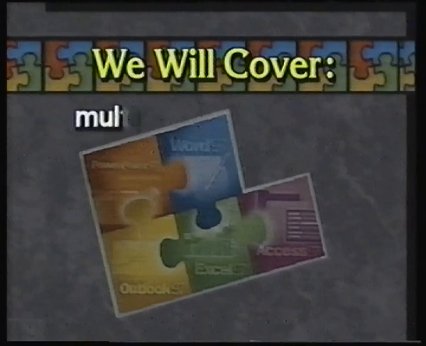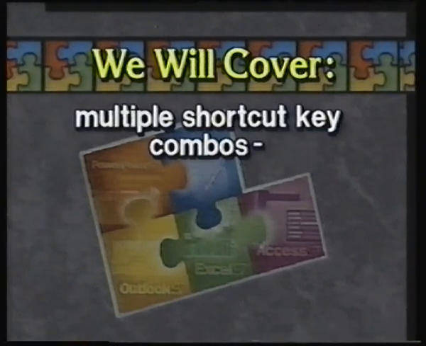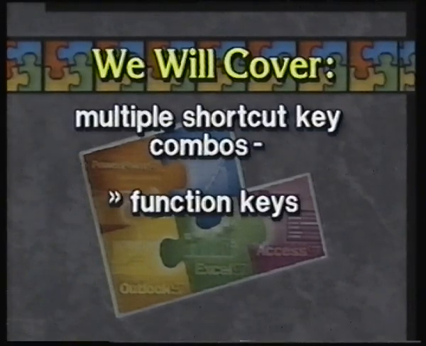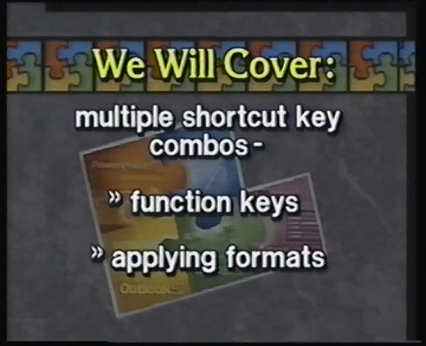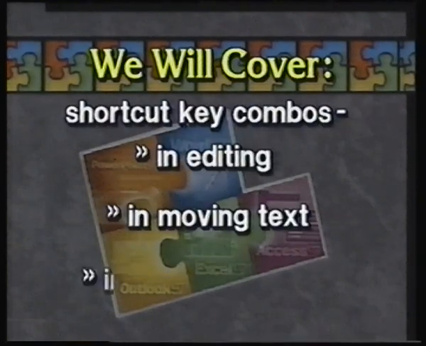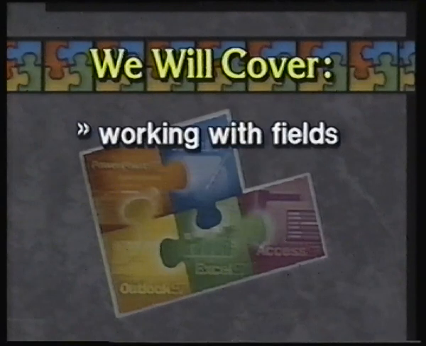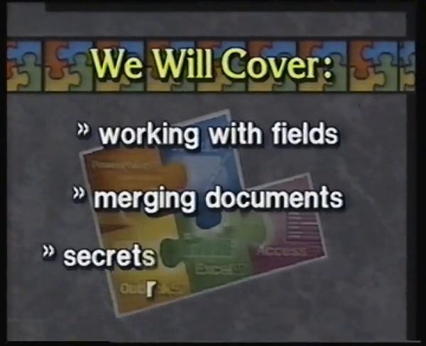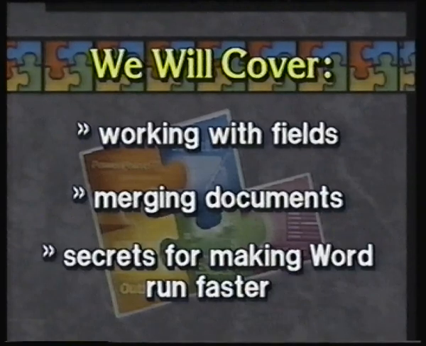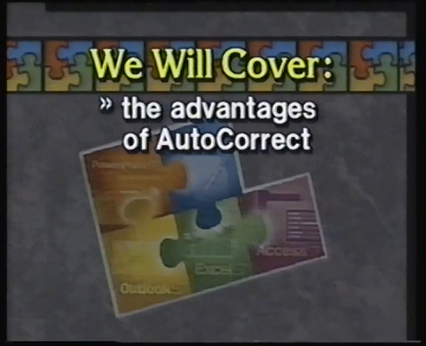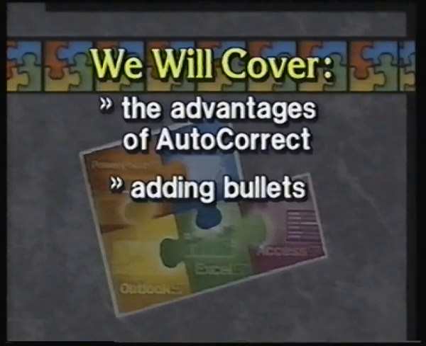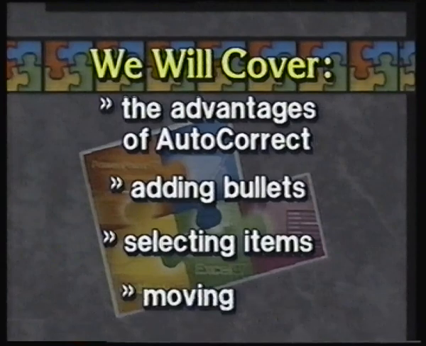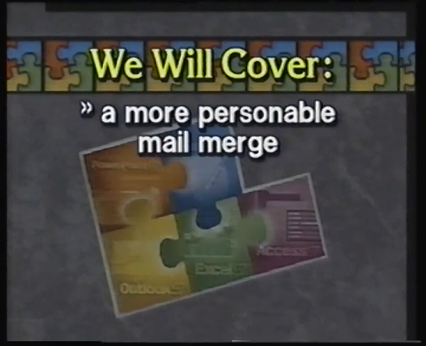In this tutorial, we'll demonstrate how to use tons of shortcut key combinations, beginning with the function keys, then using shortcuts to apply formatting, to edit and move text, manipulate outlines, work with fields, and merge documents. In addition to shortcuts, we'll share some secrets for making Word work for you even faster. Some of these include how to take advantage of autocorrect, while others will show how to add bullets, select items, move text, and make mail merges more personable.